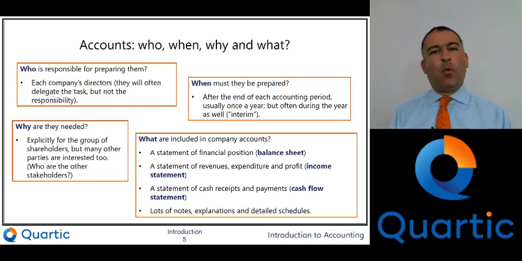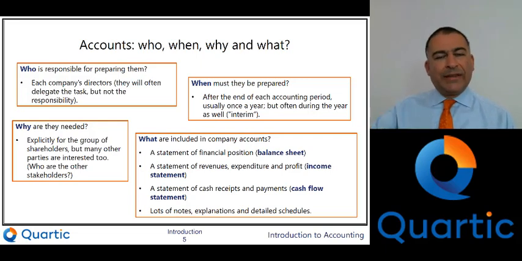Now, finally, the what, and this is a very big question because this is going to take up the rest of this course. So what is in the accounts? We're looking at the financial status of the company, what it's done over the last accounting period. So you've got 3 main components. You've got the balance sheet. That is the statement of financial position. On this date, on the 31st of December last year, this is what the company had. This was the position of the company. So that's the balance sheet.